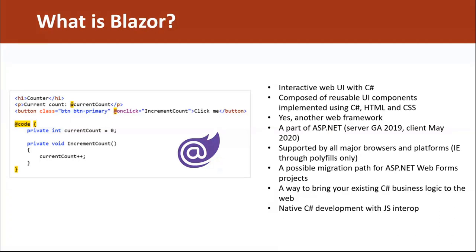Both are GA now. The first one, the server one, was GA at Ignite last year. The last one, the WebAssembly one, the client side, was GA last week at the Build Conference. And this is actually the most interesting one, how we can run really client side, meaning dynamic link libraries in the client. All the things here, the main thing is that you write native C# code in a web framework. That's very interesting from my perspective.